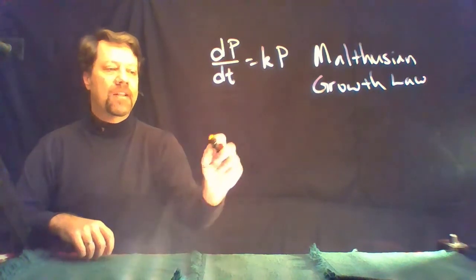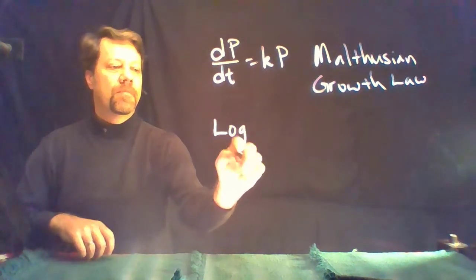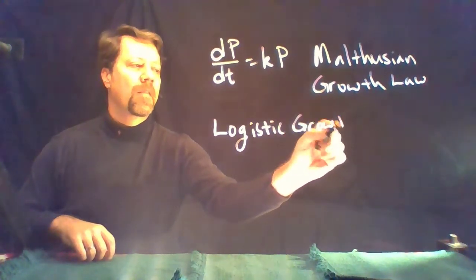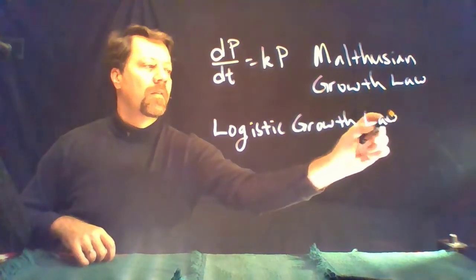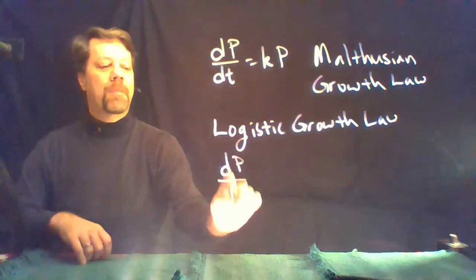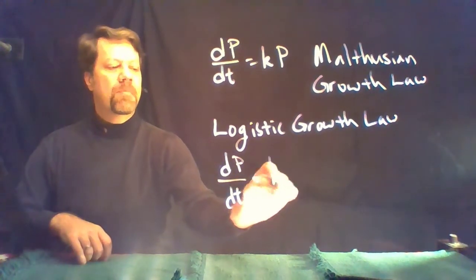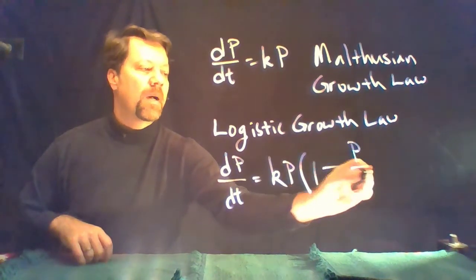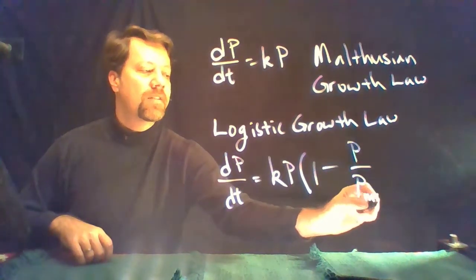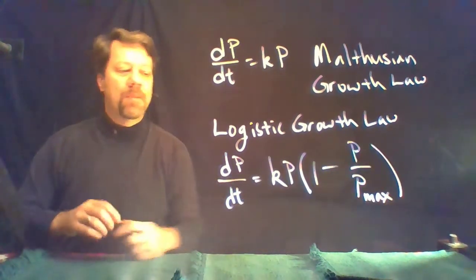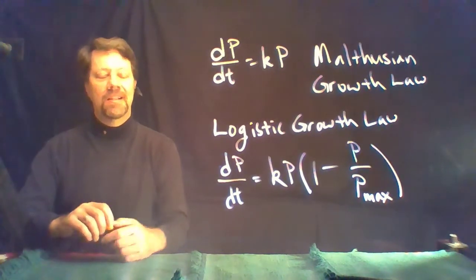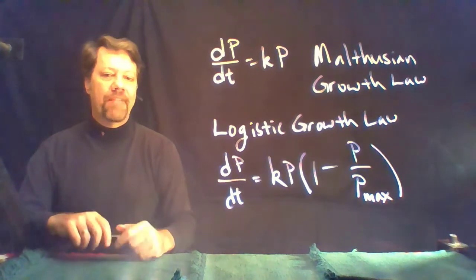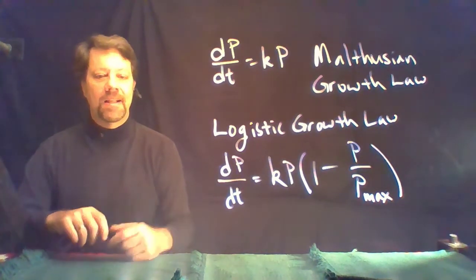Alternatively, there's something called the logistic growth model, which says that the rate of growth of a population is not only proportional to the population size, but also to 1 minus the population size divided by a constant that's equal to the maximum sustainable population size. This allows for us to model a population having a limited carrying capacity.